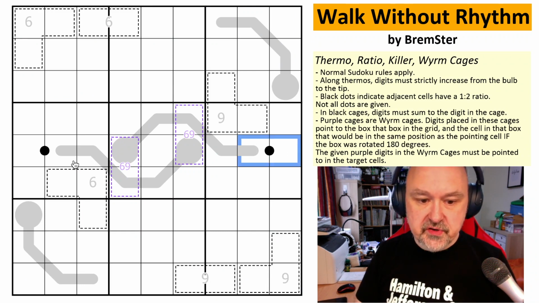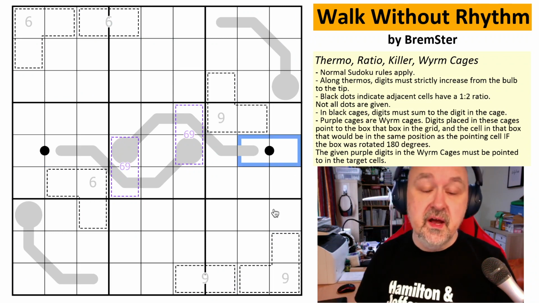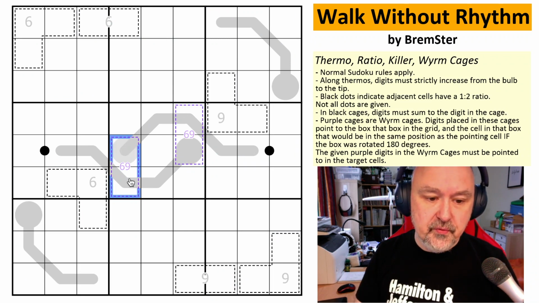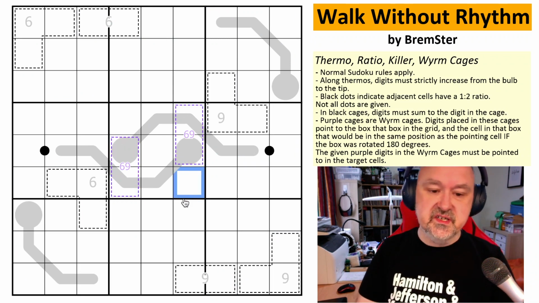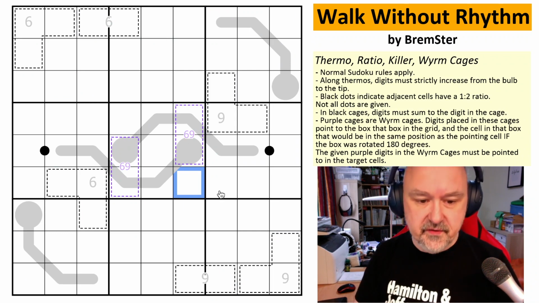We have some ratio dots, which means that these two cells must have a ratio of 1 to 2 and these two cells must have a ratio of 1 to 2. And finally, we have purple cages, which are Wyrm cages. These are similar to the bounty cages that I've used in the past, but a little bit different.